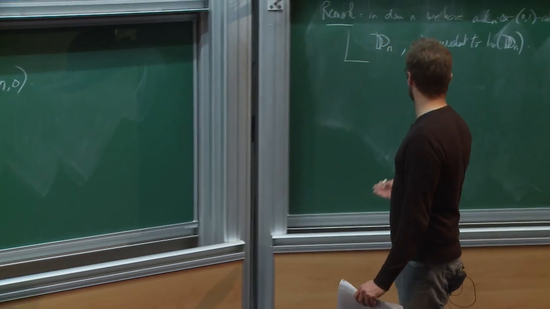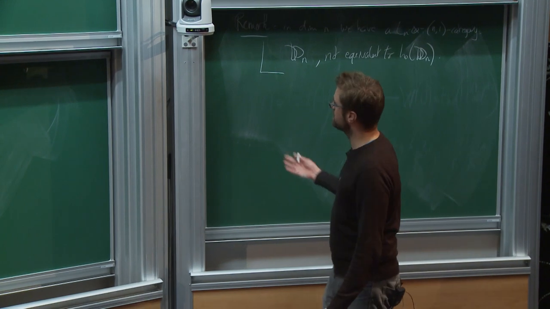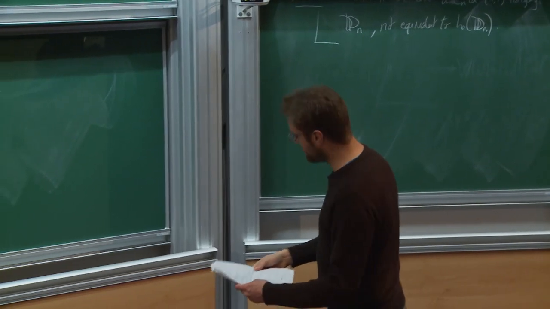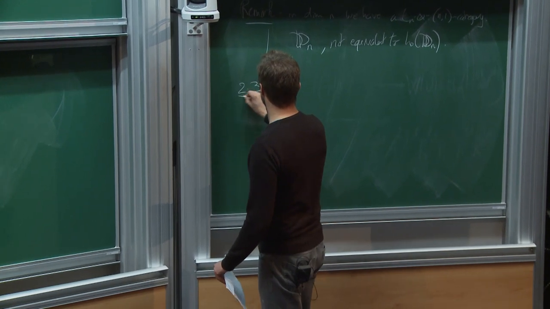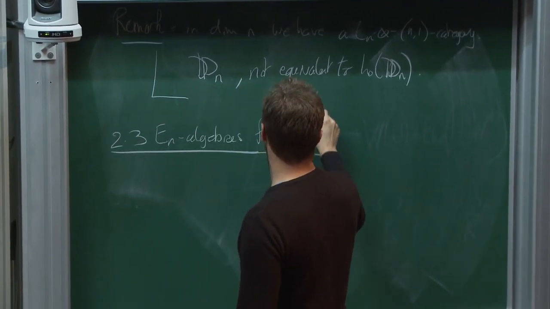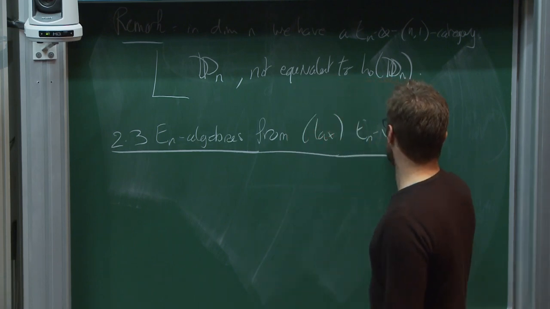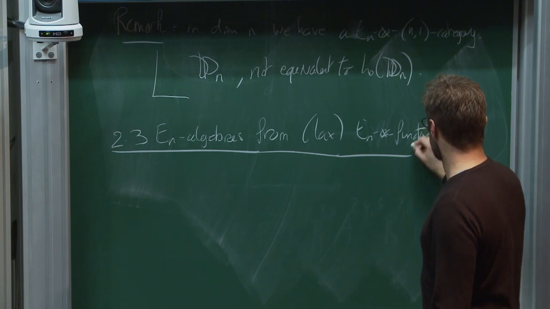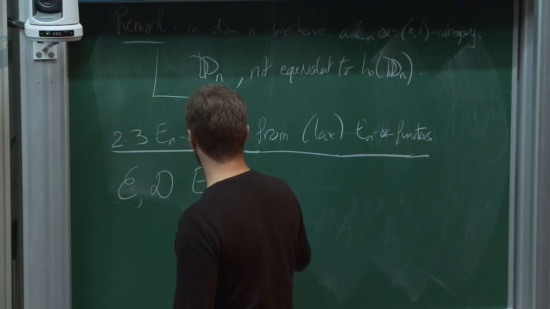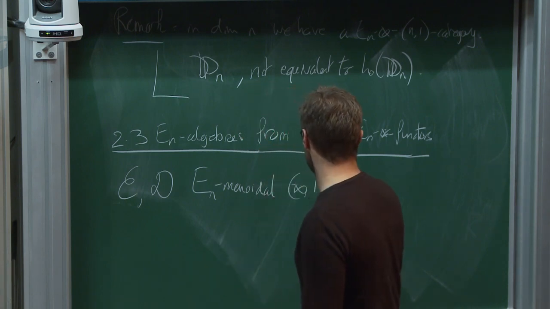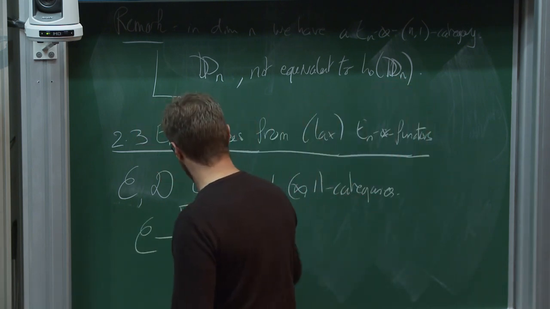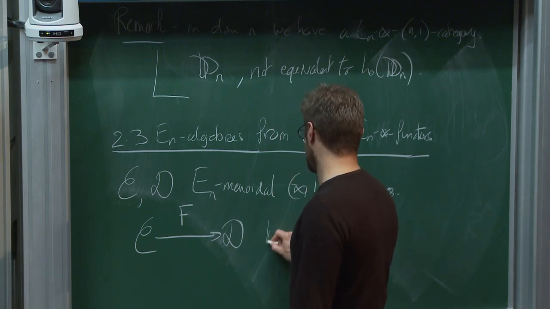Anyway, now the goal is, let me make a small digression on how we can produce EN algebras from these categories. There's a general way of constructing EN algebras from, let's say, lax EN monoidal functors. So there's this general principle that if you have C and D, two EN monoidal infinity one categories, and let F be a lax EN monoidal functor.